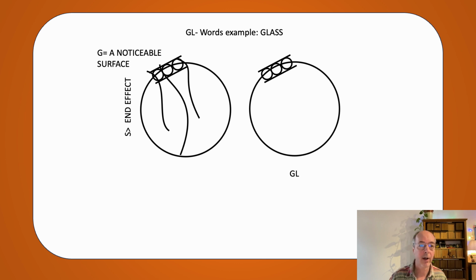If I have the GL for the word glass, I will know that in the end I will have a surface that I can notice. That's all I notice there.